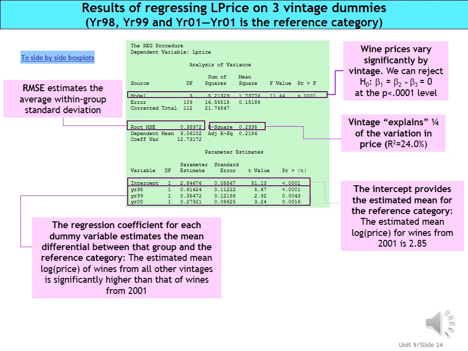The regression coefficient for each dummy variable estimates the mean differential between the group and the reference category. It's in the log prices, and it's significantly higher than that of wines from 2001. So the younger wines are cheaper, that's what we know, and we found that the older wines are statistically more expensive than the other one.